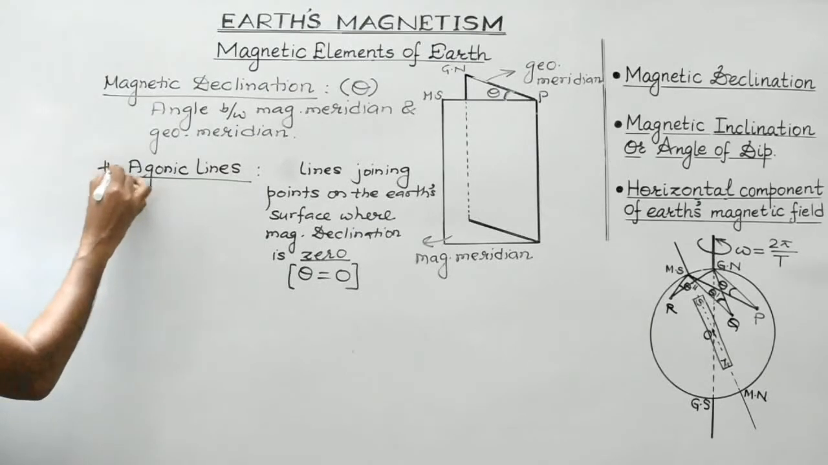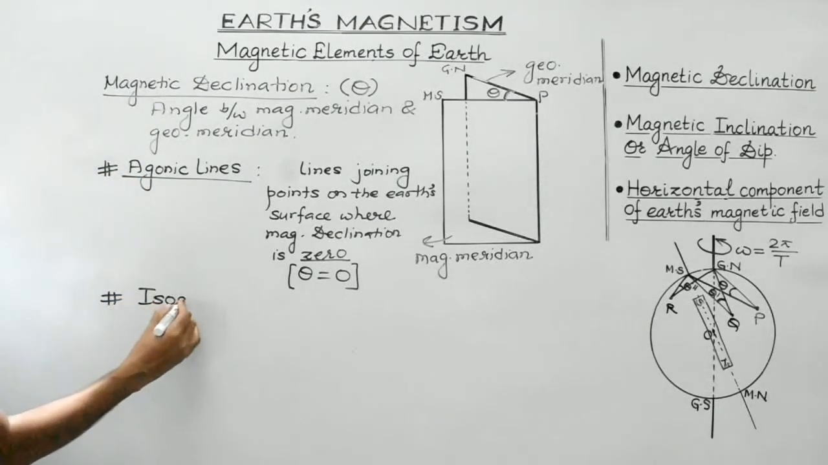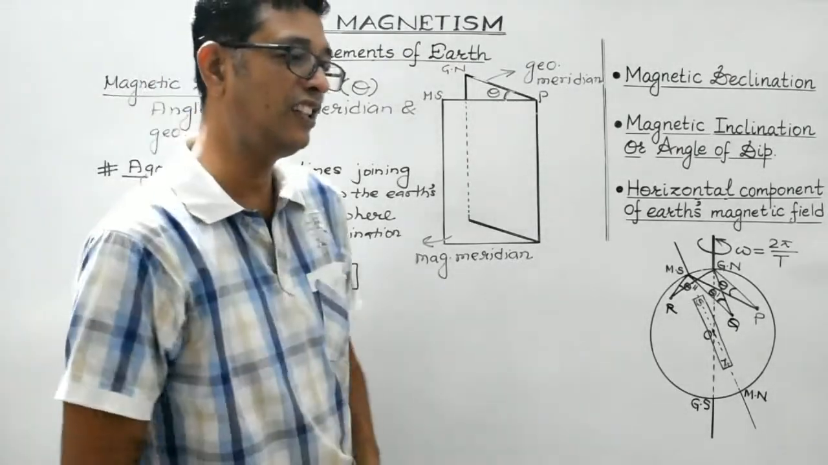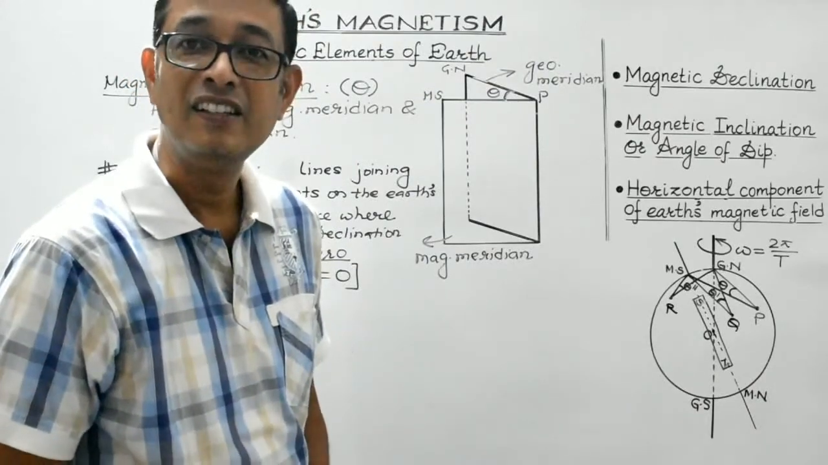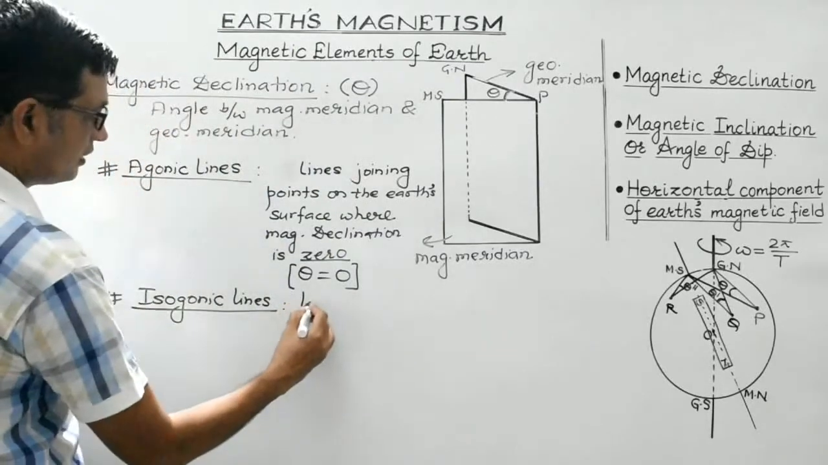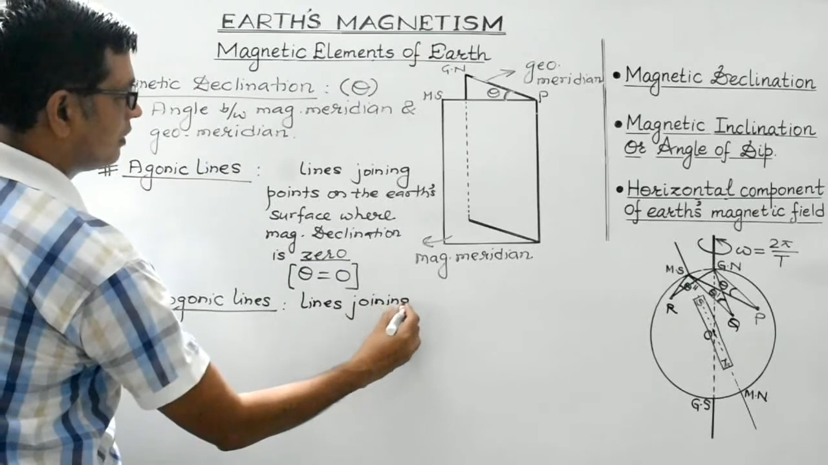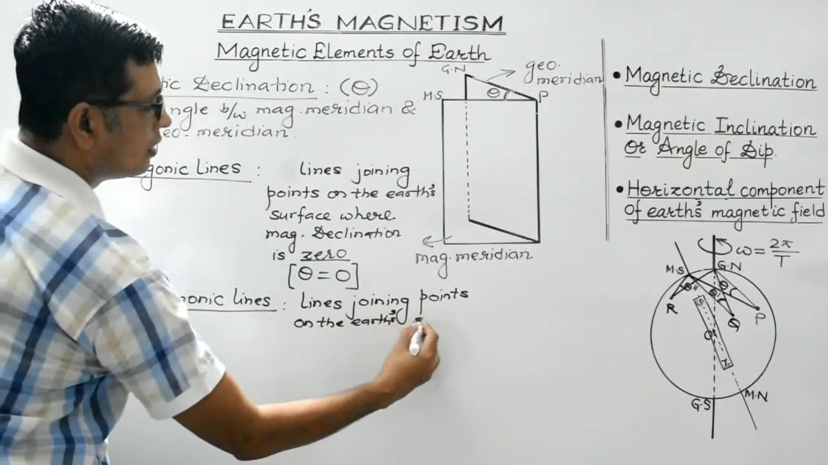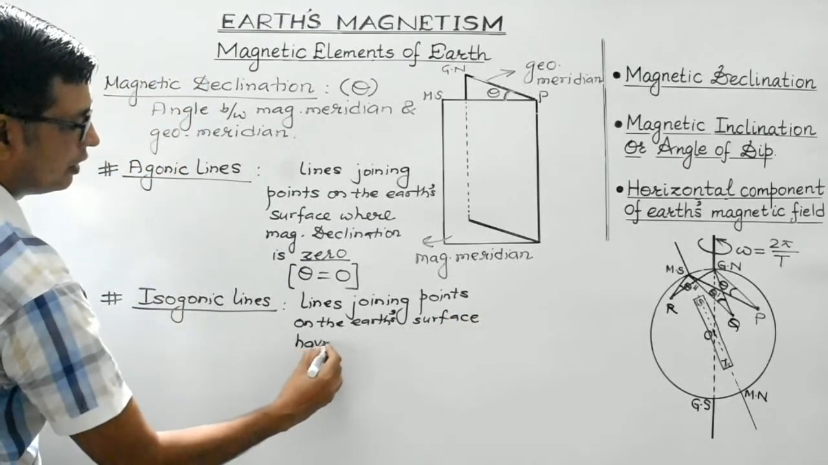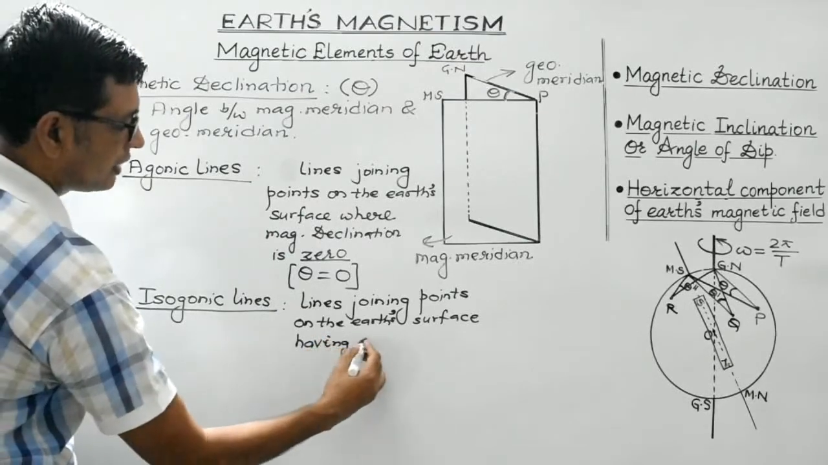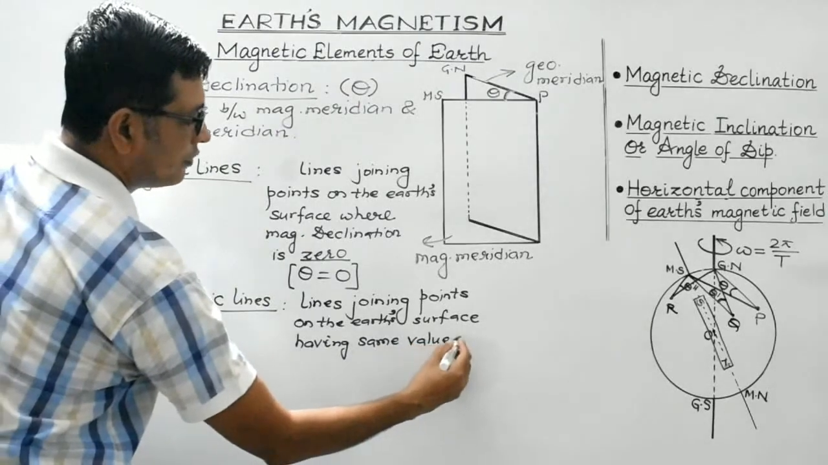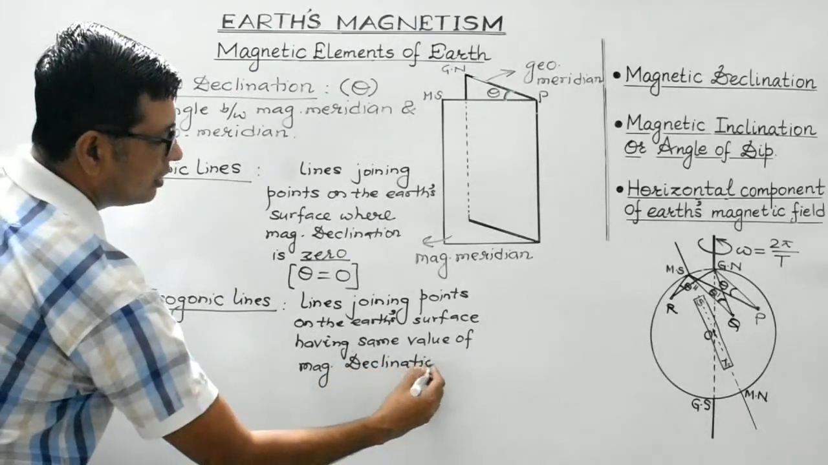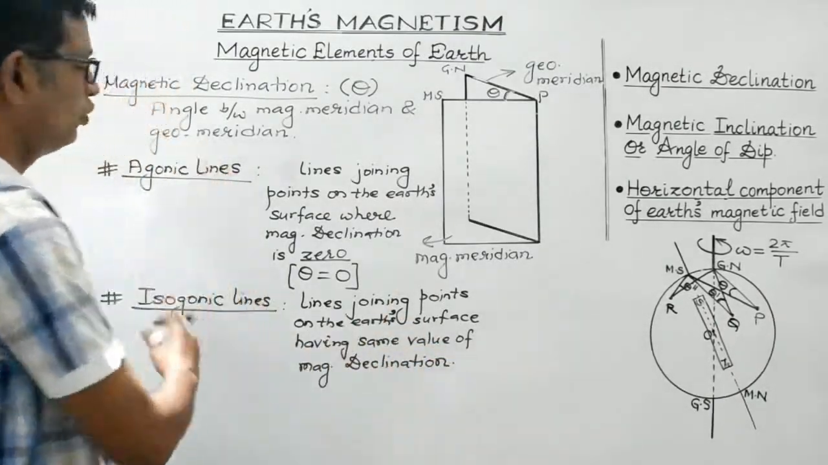There are some other definitions as well, like isogonic lines. Iso means same. So these are the lines joining those points on the Earth's surface having same value of magnetic declination, right? So these are the lines joining points on the Earth's surface having same or constant value of magnetic declination. Clear, students? So here theta at all those places would be same. So these are the two terms which are quite important.